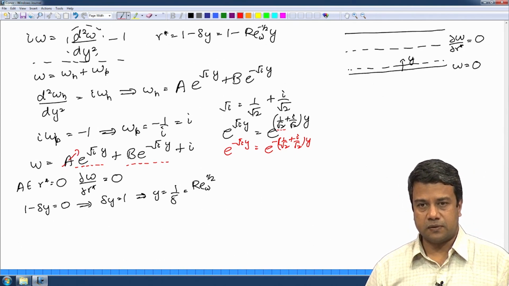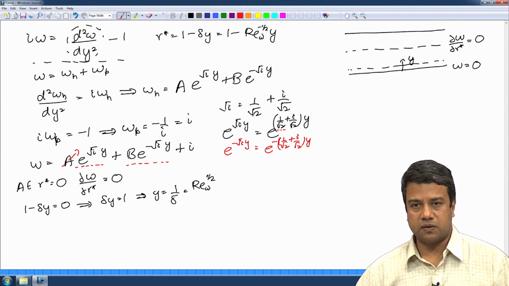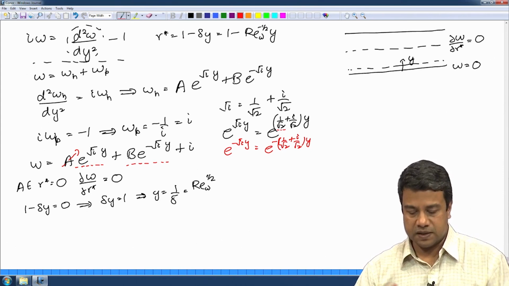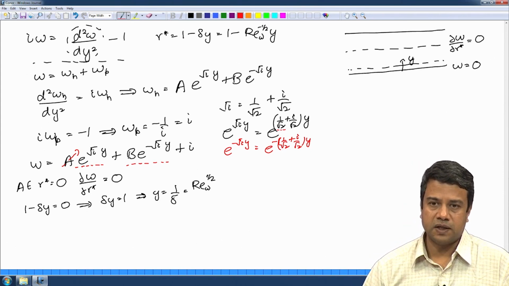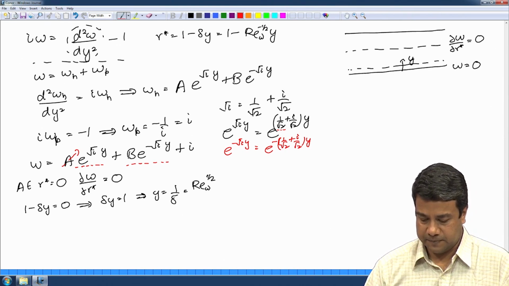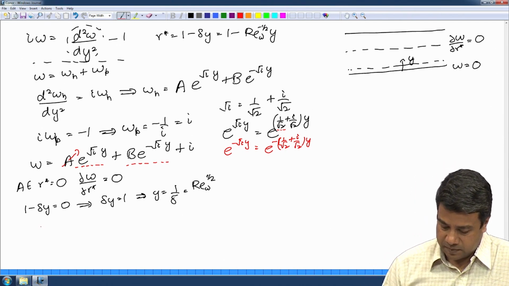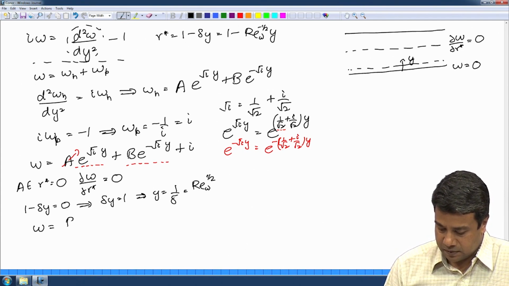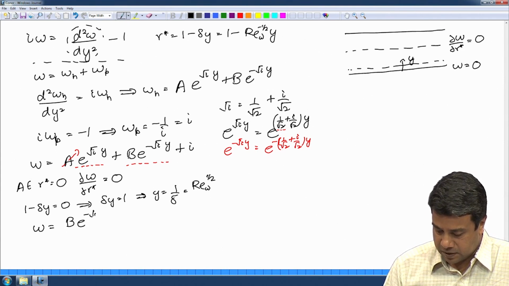Therefore, I have to set this constant to be equal to 0. So, basically the requirement that the perturbation due to the presence of the wall has to decrease into the fluid fixes that you can have only the exponentially decreasing term in the solution. So, my solution becomes of the form which satisfies the boundary condition at r = 0: e^(-√i y) plus i.